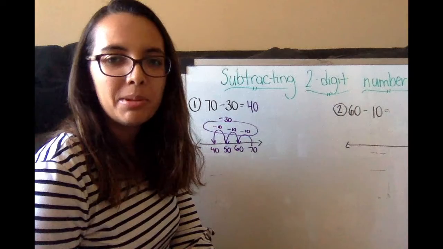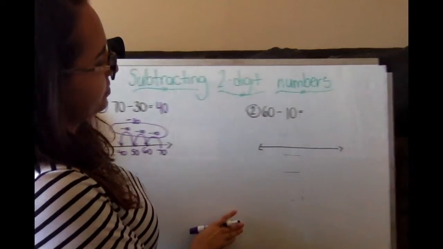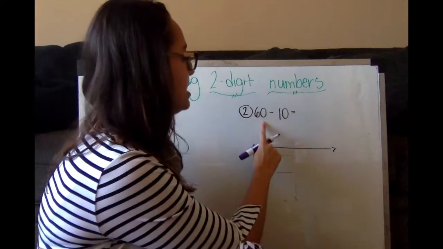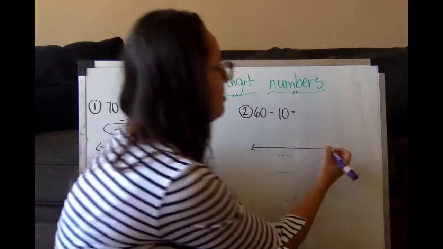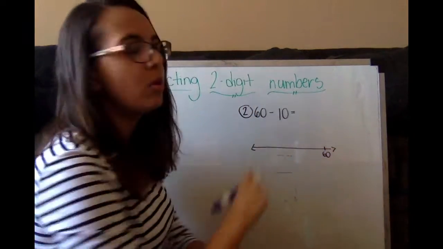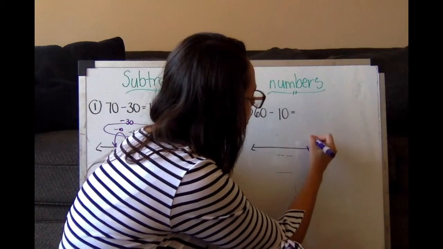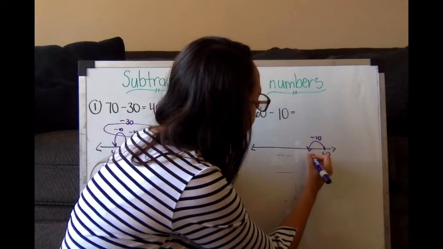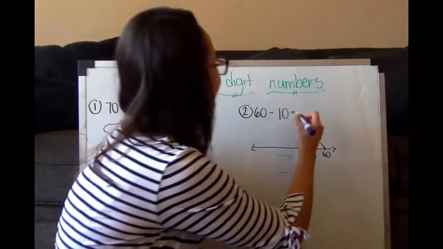Okay, so we did problem number 1. Let's go ahead and try problem number 2. Same thing, I know that 60 is my bigger number, so it's going to go to the end of the number line. And this time I'm only subtracting by 1 ten. So 60 minus 10 equals 50. That one was nice and easy.